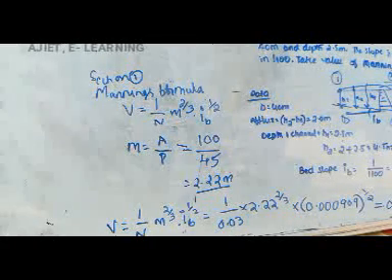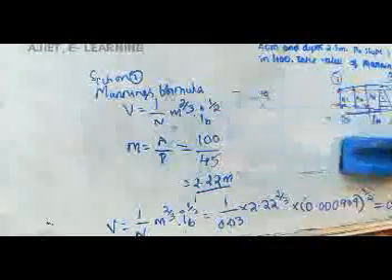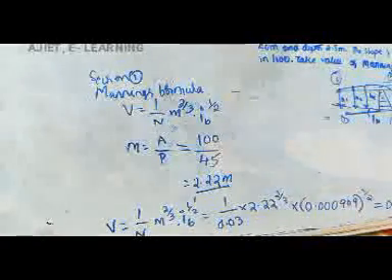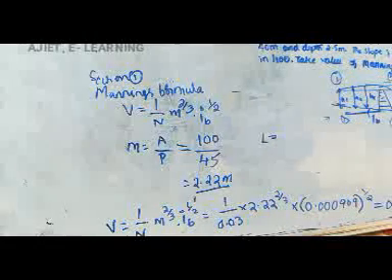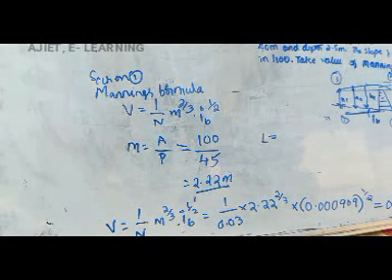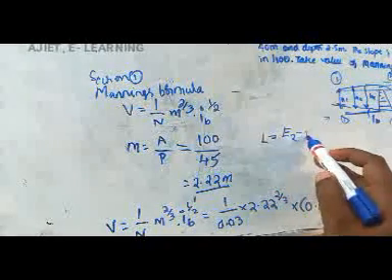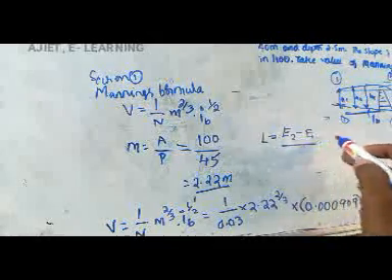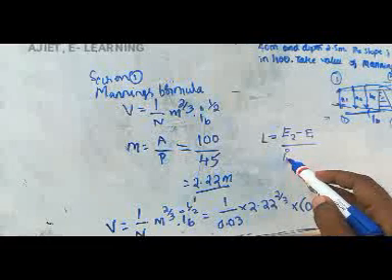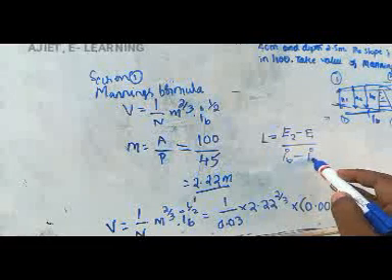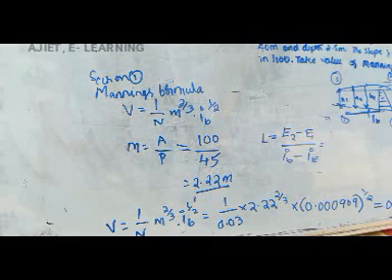So we know the formula for finding the length of the backwater. That formula is E2 minus E1, divided by the slope of the bed minus the slope of the energy.